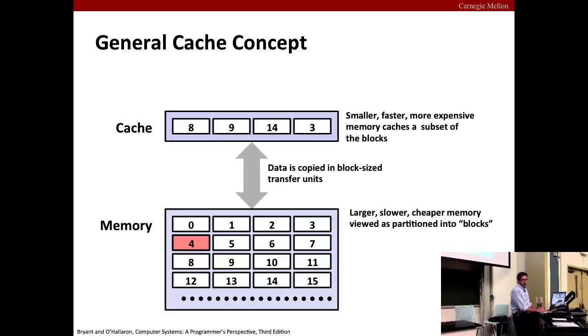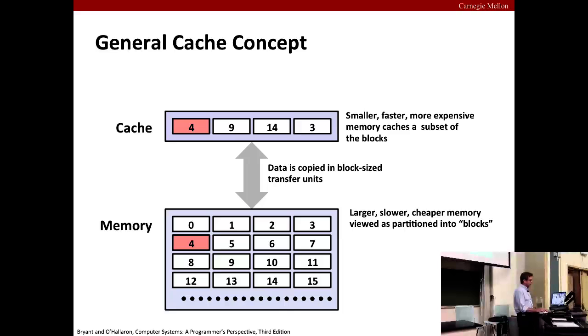So for example, if our program requests a word that's contained in block number 4, it asks the cache to return the word that's contained in block 4. The cache looks at the subset of the blocks that it's stored, discovers that block 4 is not there, so it asks the main memory to send it block 4, which it does. And then when that block arrives, the cache stores it, but potentially overwriting some existing block.